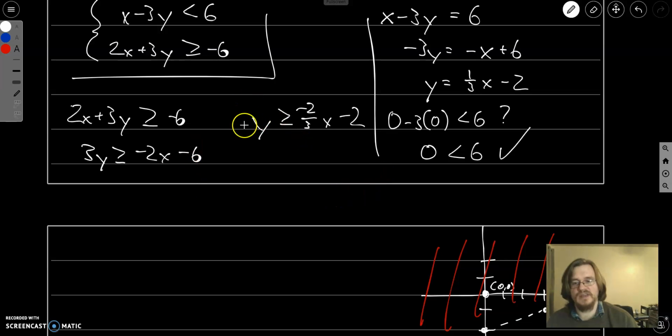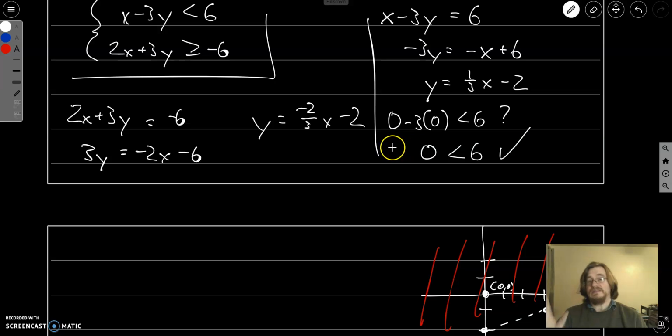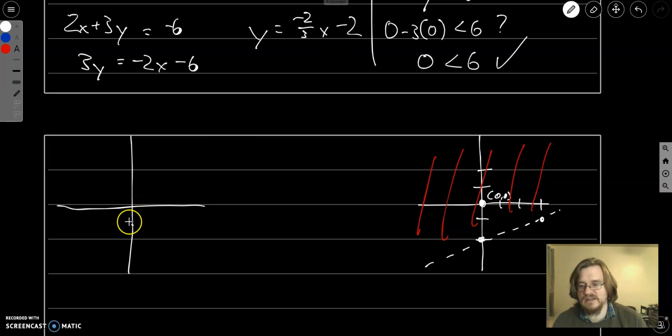Okay, and I've made a little bit of a mistake there. I want to do everything with an equal sign, so we'll have to just go back and pretend like I didn't make that mistake. So now let's graph our equation here. y is equal to negative 2/3 x minus 2. So let's put this over here. So the y-intercept is negative 2 again.